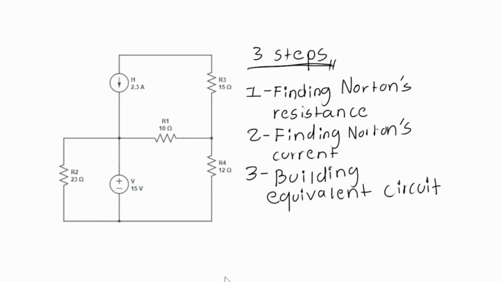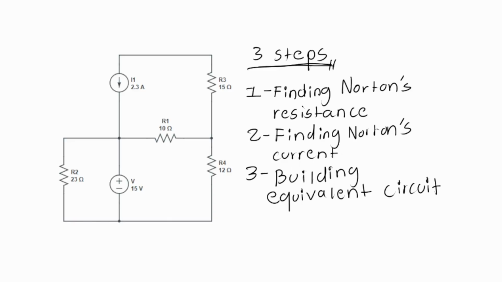Likewise, we have three steps in Norton's theorem that are exactly the same as in Thevenin's theorem. But, as I mentioned already, we are working with currents. The first step will be finding Norton's resistance. And to do this, we must first identify the resistor that we want to analyze. What do I mean by analyze? Well, the resistor where we want to know its voltage or current value.